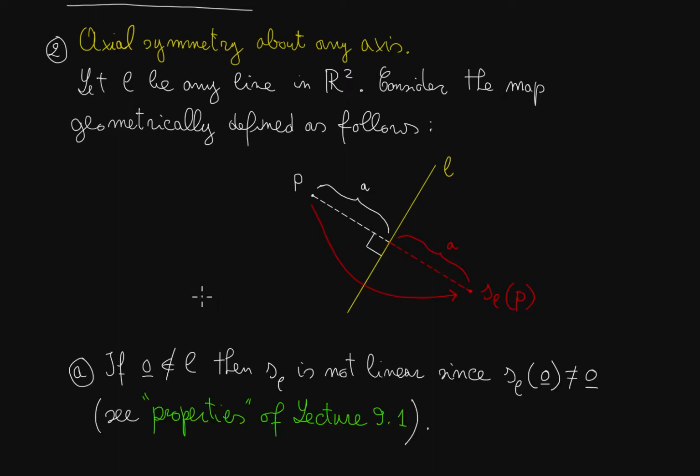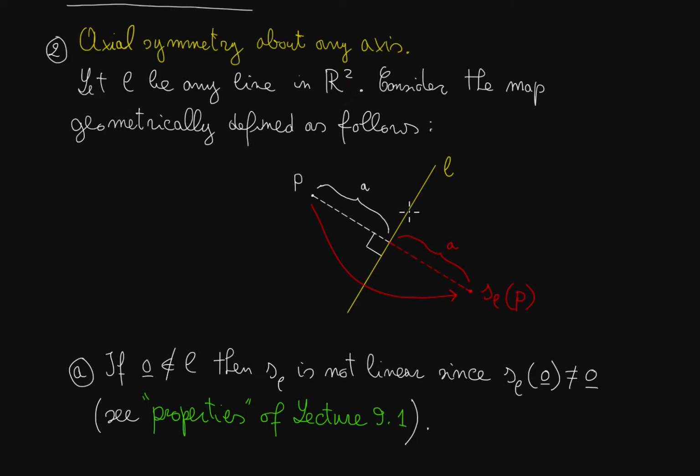Okay, first notice that if the zero vector is not in L, then SL is not going to be linear, since the image of the zero vector is not going to be the zero vector. Notice in the axial symmetry, the only points that are left fixed are the points of the L axis.